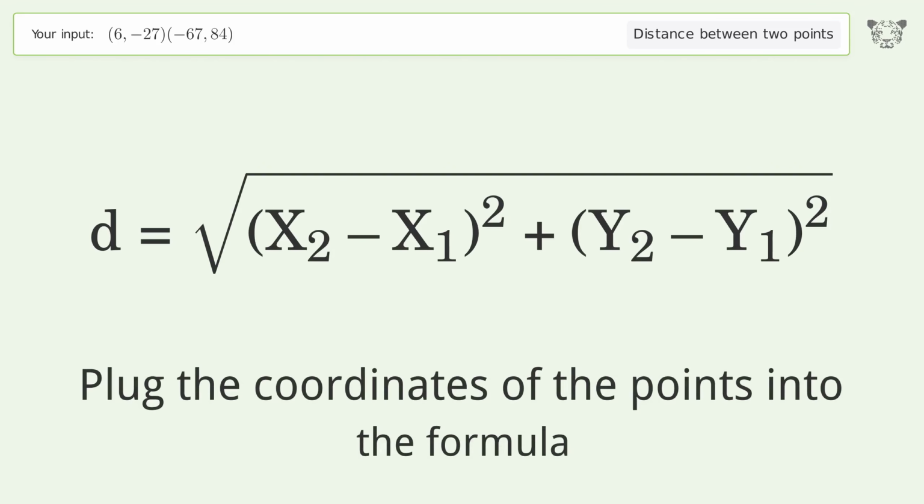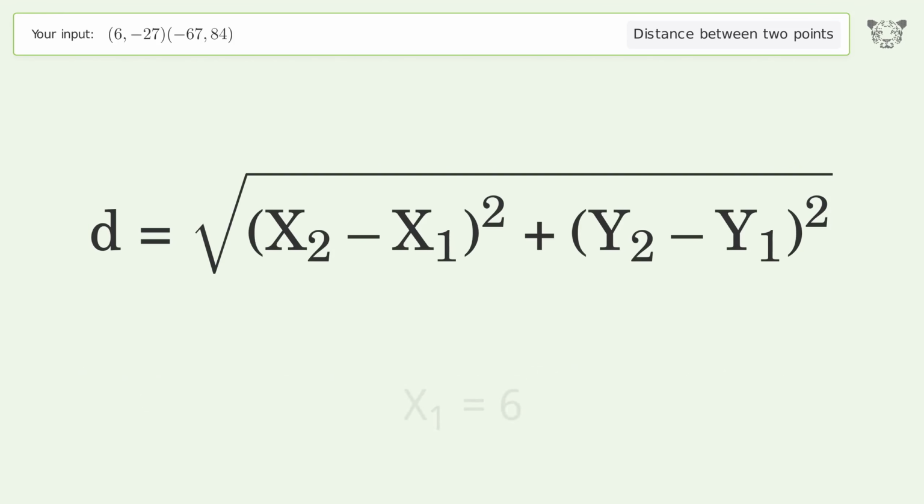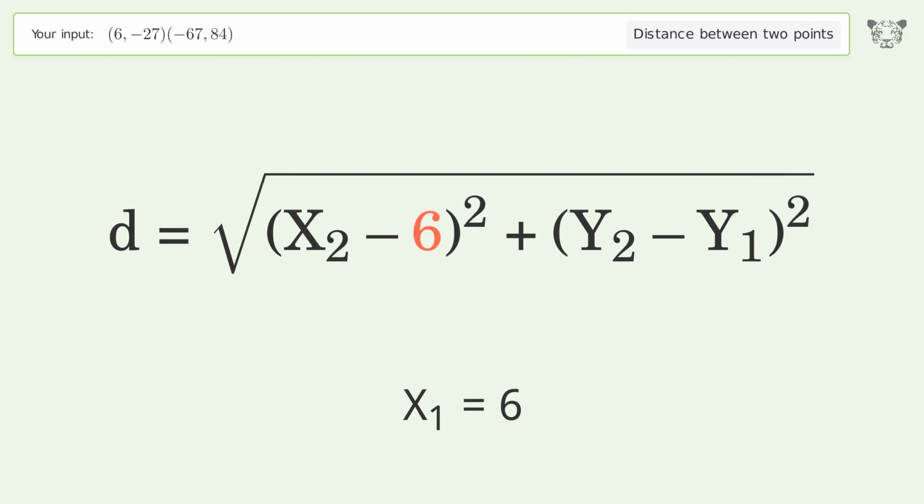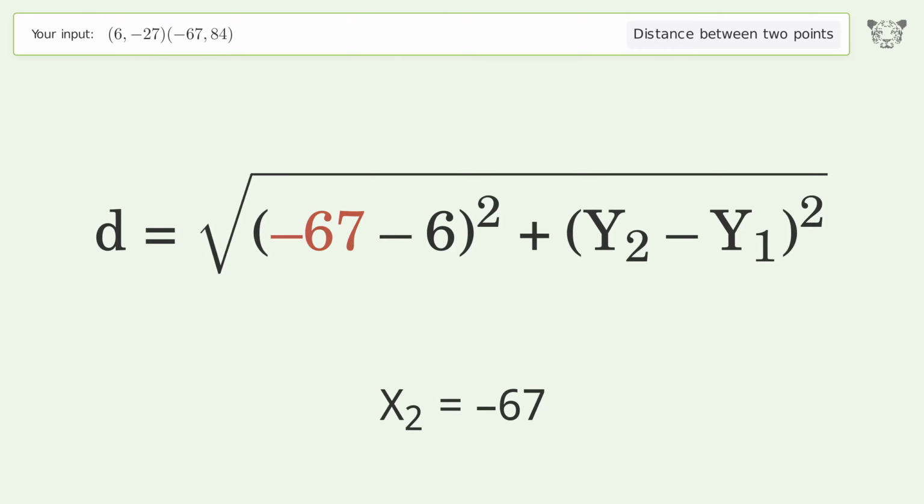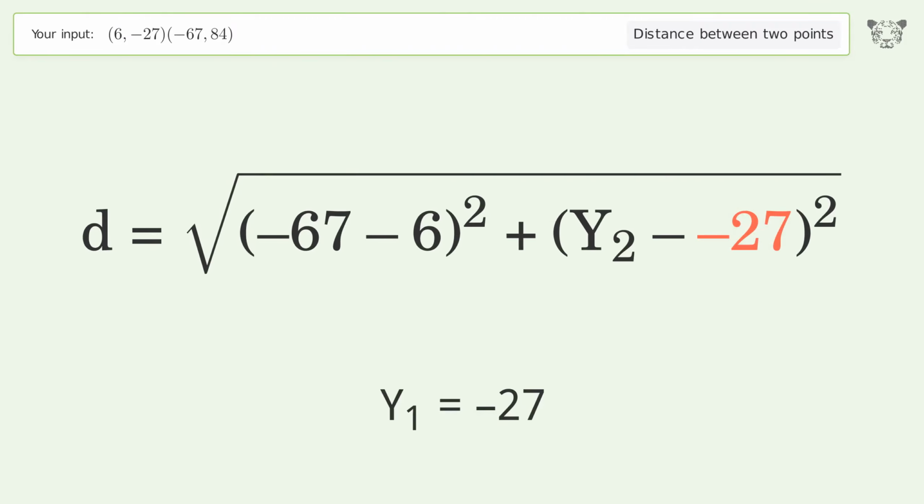Plug the coordinates of the points into the formula. x1 equals 6. x2 equals -67. y1 equals -27. y2 equals 84.